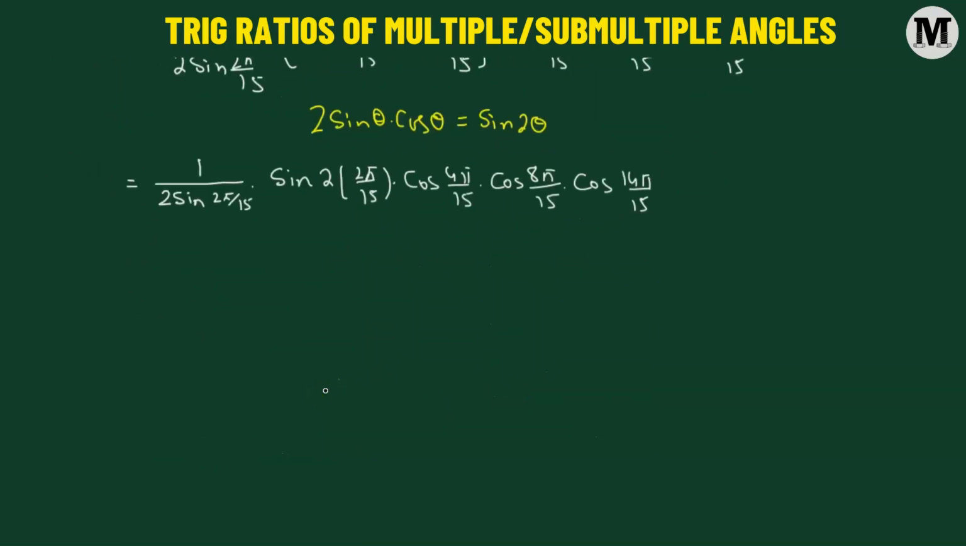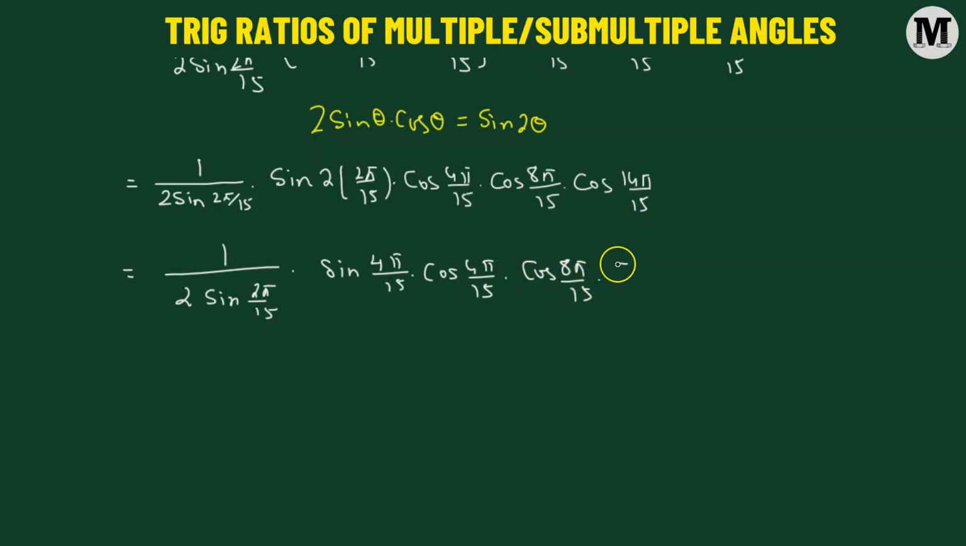So now what we will get is 1 over 2 times sine 2 pi over 15 multiplied to sine of 2 times 2 pi over 15, that becomes 4 pi over 15, multiplied to cosine 4 pi over 15. And we have the remaining two cosine functions, cosine of 8 pi over 15 times cosine of 14 pi over 15. Now again we'll multiply with a factor 2, but that's an extra factor that we're multiplying, so we'll divide by 2 as well.